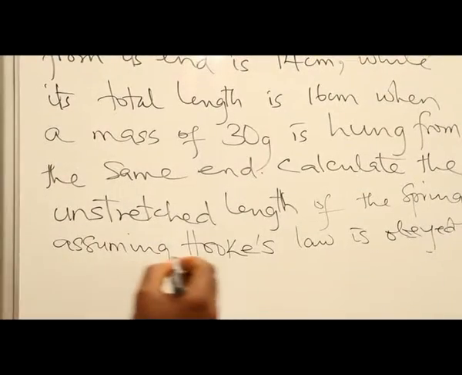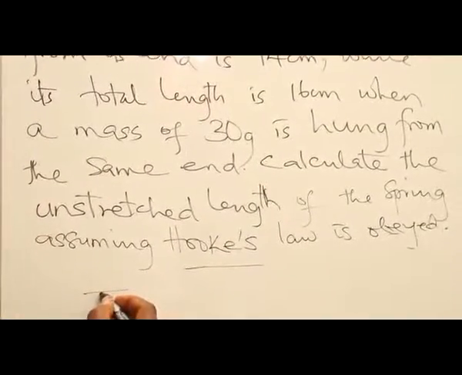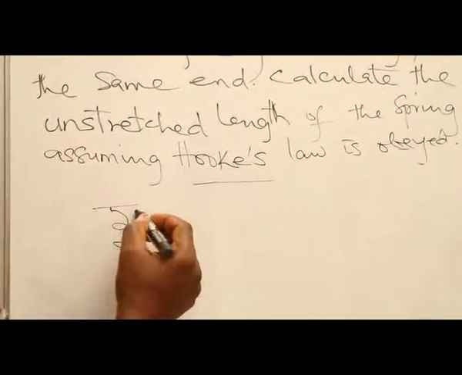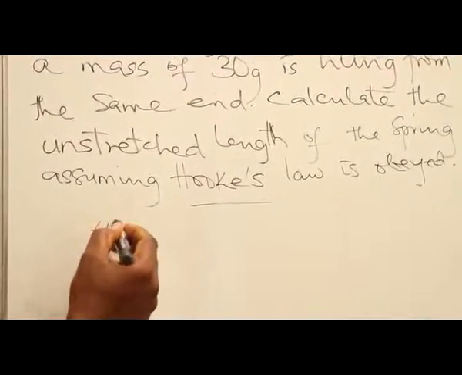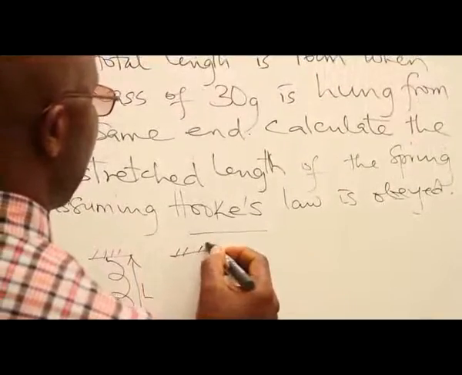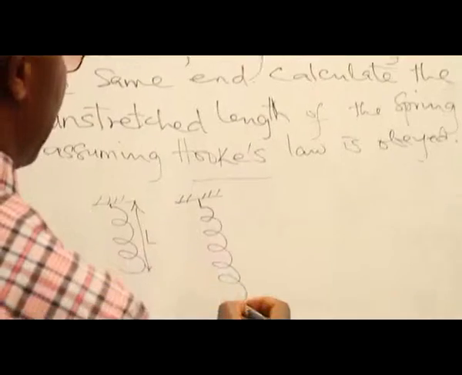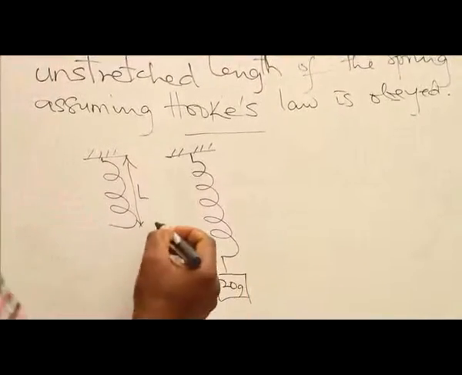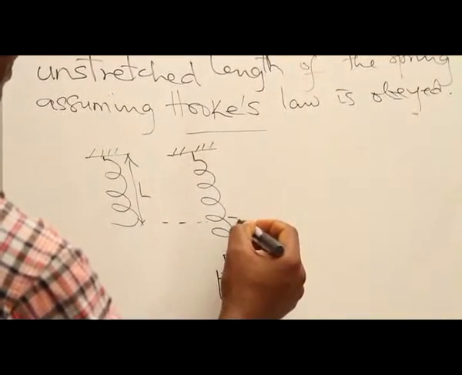We must understand what the question is all about. Assuming the spring was of this shape initially, there is a length, the original length of the spring. By the time it was loaded with a mass of 20 grams, definitely it will be stretched down. So there will be an extension represented by E1.